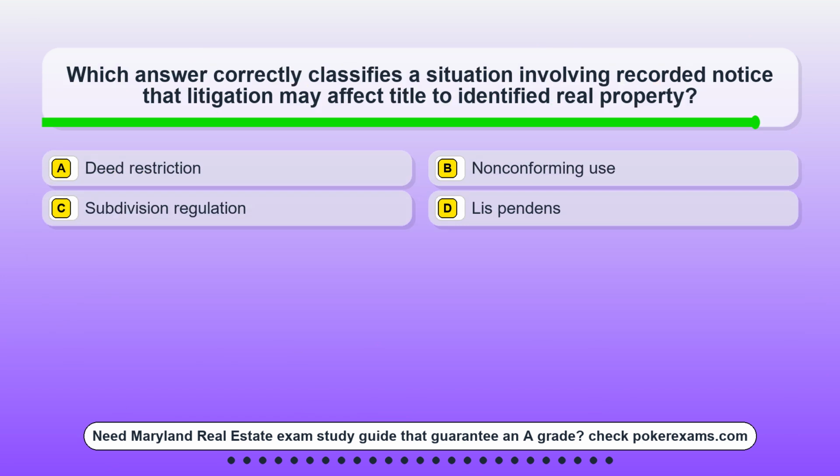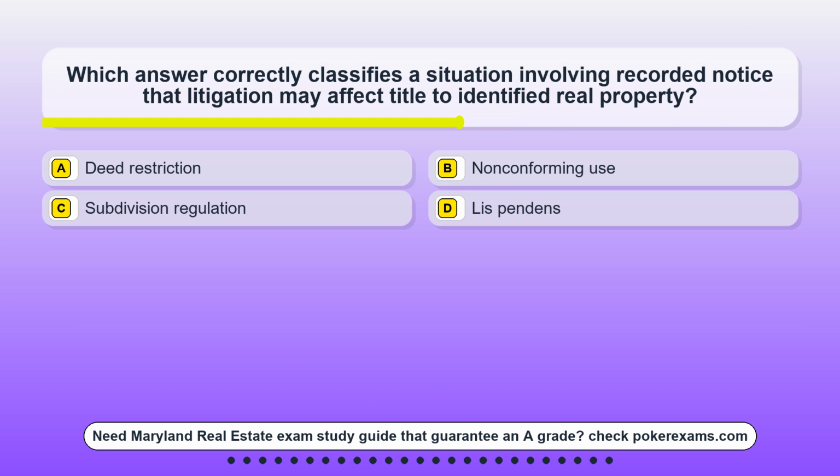Question 13. Which answer correctly classifies a situation involving recorded notice that litigation may affect title to identified real property? Option A. Deed restriction. Option B. Nonconforming use. Option C. Subdivision regulation. Option D. Lis pendens.